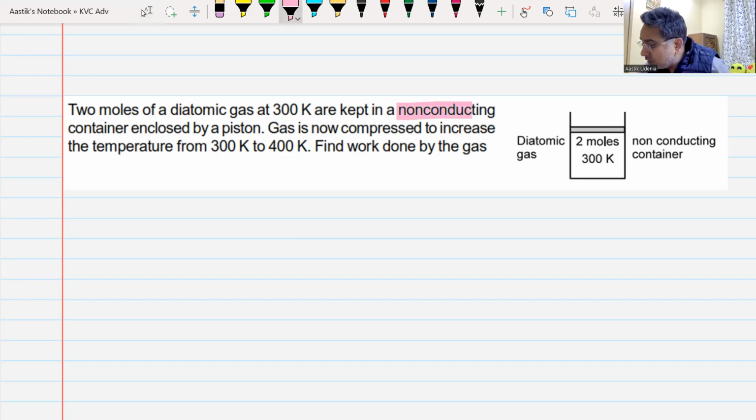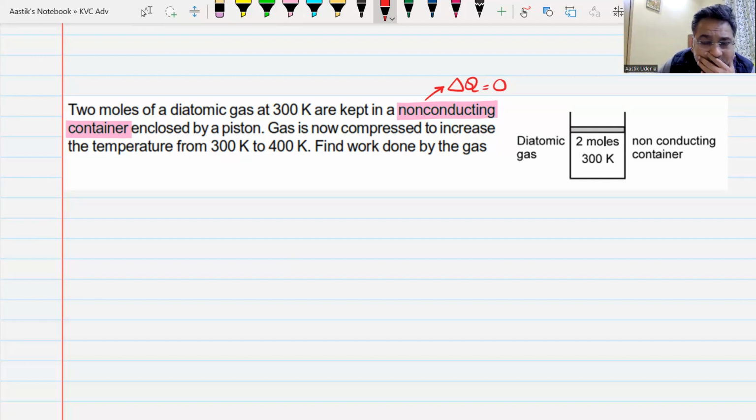Whenever someone says conducting container, that means the process is isothermal. If they say non-conducting, then it cannot conduct heat outside. Outside heat cannot come inside. Delta Q equals 0. So this becomes an adiabatic process. Delta Q becomes equal to 0. Do we understand this? Yes or no? Yes, sir. You have 2 minutes to give me the answer for this one.